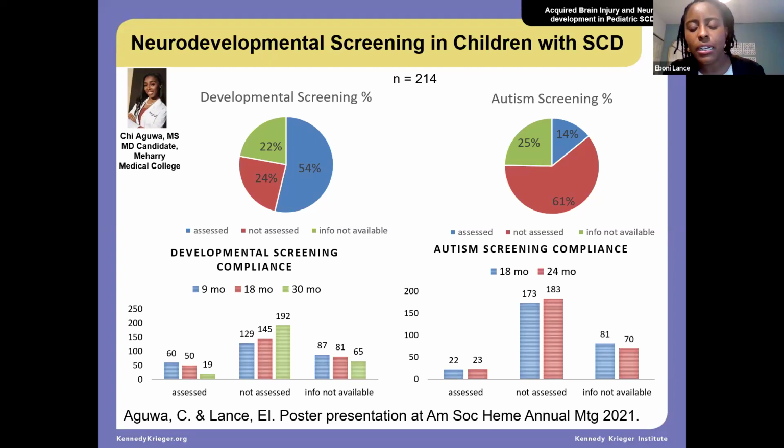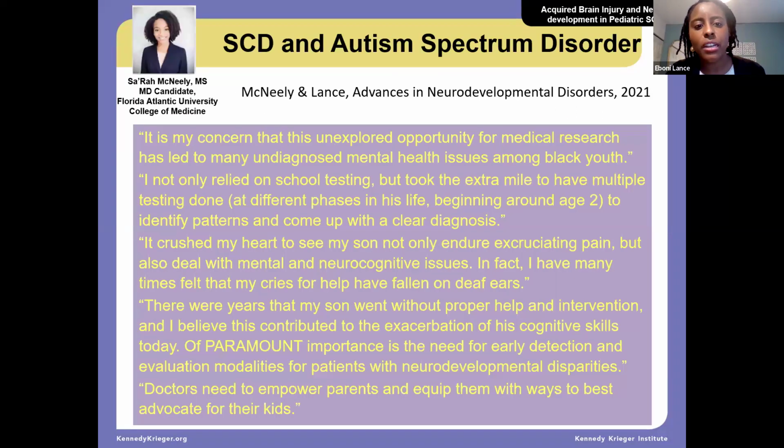And it also calls into question the information that I presented previously, where we were seeing lower rates than expected of autism spectrum disorder in our sickle cell population at Kennedy Krieger and Johns Hopkins. And that possibly is because they aren't being screened and identified. And so this is something that we are focusing on. And we did publish a case series looking at the patients that we had with sickle cell disease and autism spectrum disorder, and asked those parents why they thought that this was undiagnosed in their children.